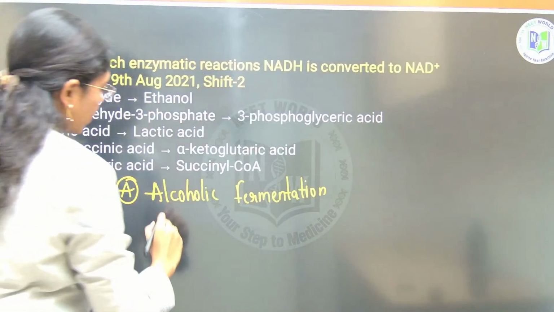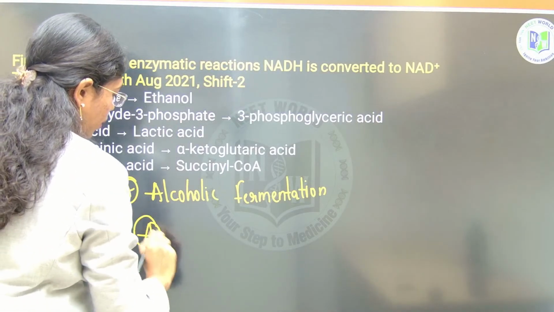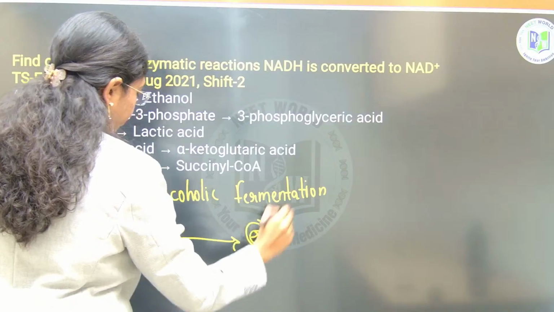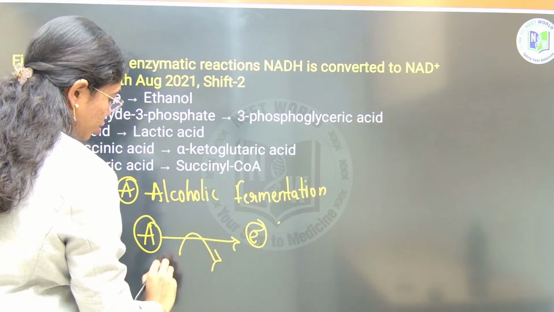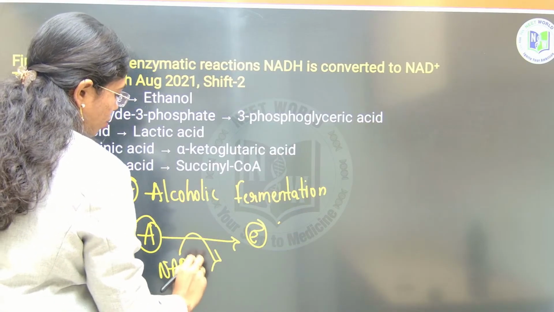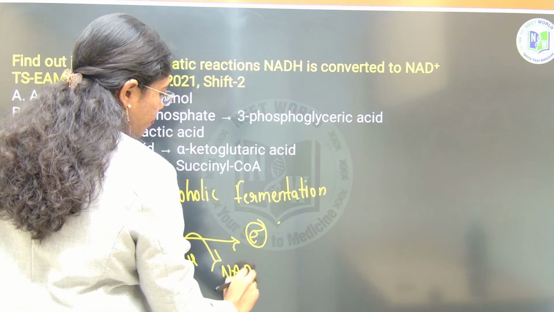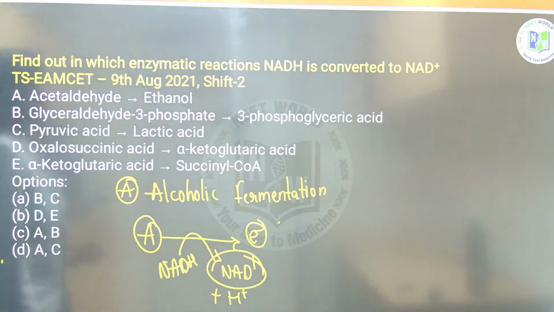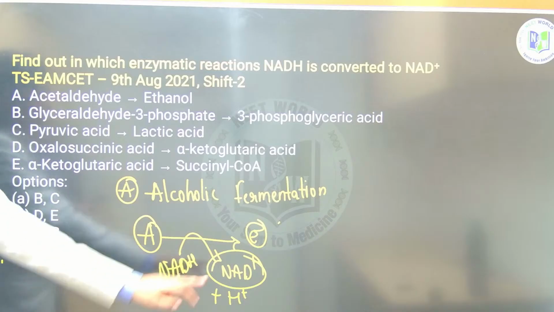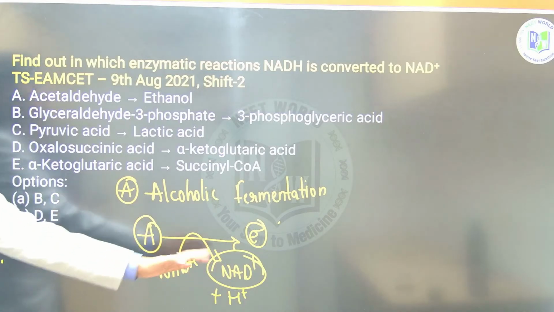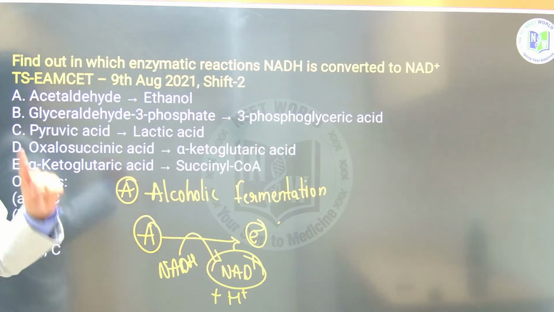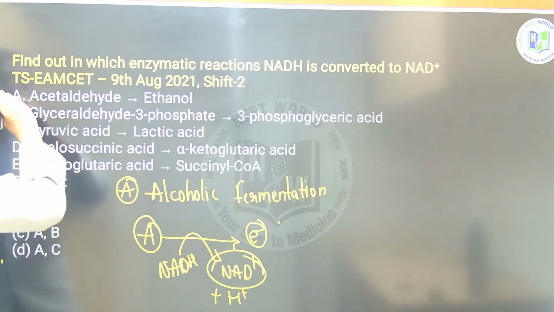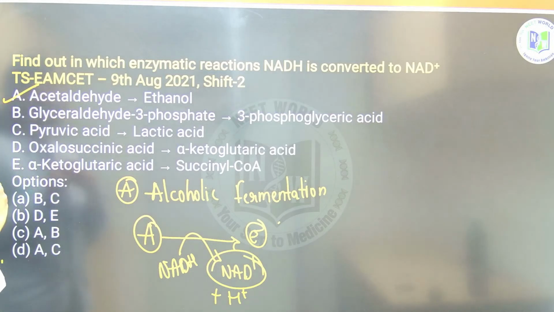So, when acetaldehyde is converting to ethanol, NADH is oxidized to NAD plus plus H plus. This NAD plus will act as a reducing equivalent for glycolysis again. As this is released into the cytoplasm, it will act as reducing equivalent for glycolysis again. So, option A will be right, where NADH is converted to NAD plus.